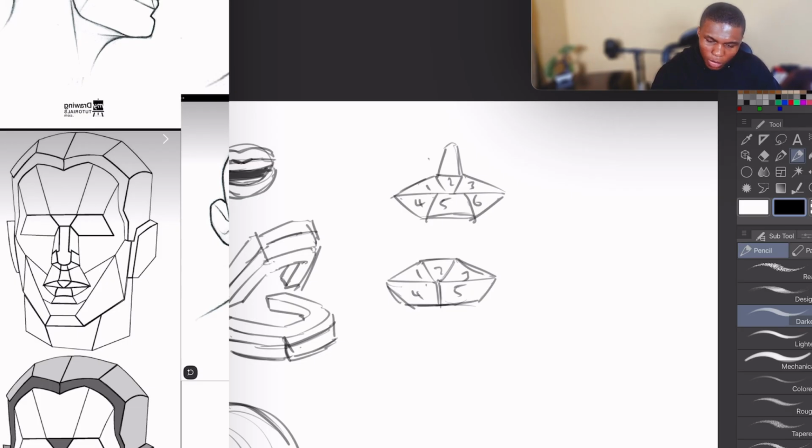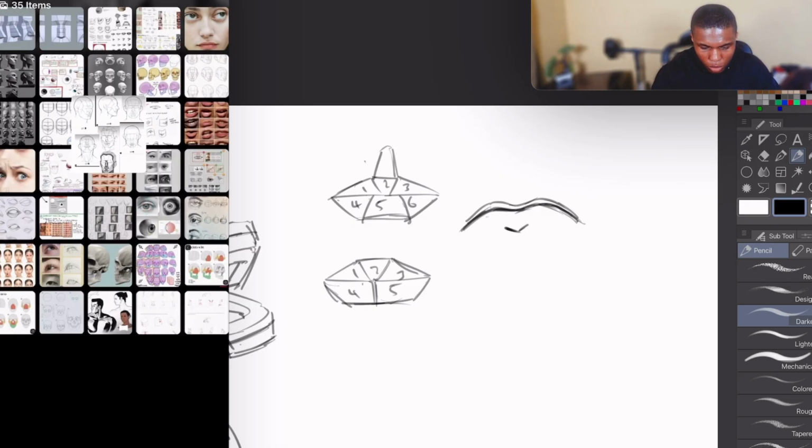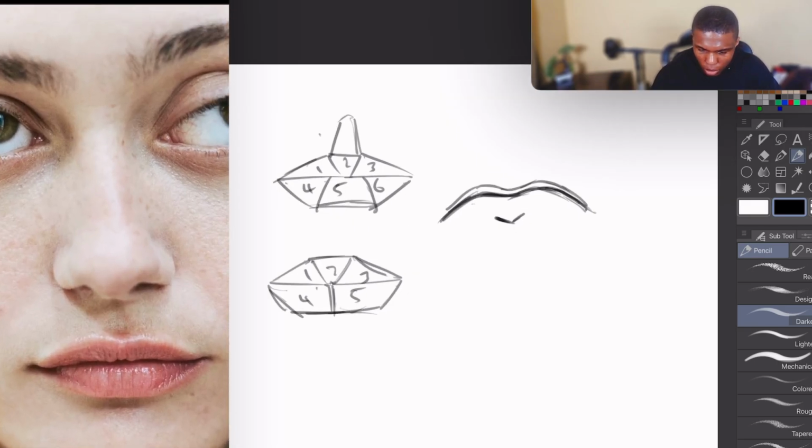So the thing about the lip is that we have the vermilion border, which is just this little line around here, and then we have the cupid's bow, which is this, and then we have this V shape that's usually in the mouth. Let me look for this. Not all mouths have it, but you can add it.